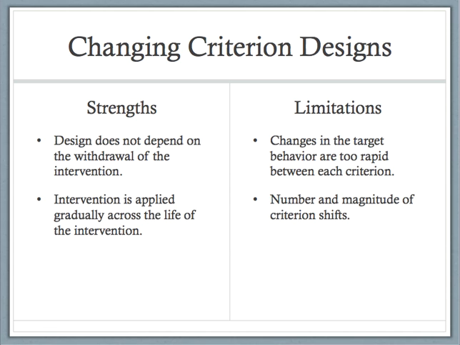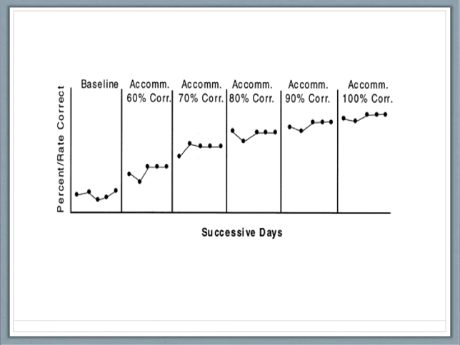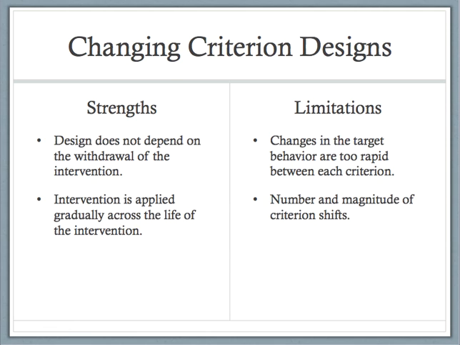I like the changing criterion design. I'll go back to the graph while I talk about this. It's nice to use when you're working on, say, a behavior that has a very, very high frequency, and it's hard or impossible to decrease that to zero. Or it may be hard on the consumer to have that expectation for it to go down to zero. So decreasing it in increments can sometimes be a better clinical decision, and using a changing criterion design would be the best method of doing that.